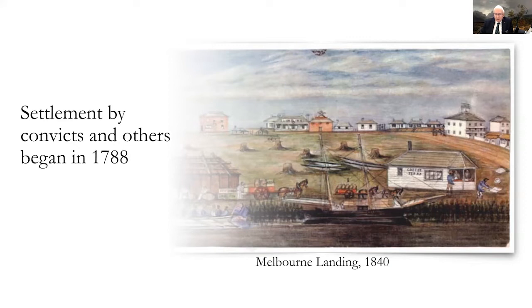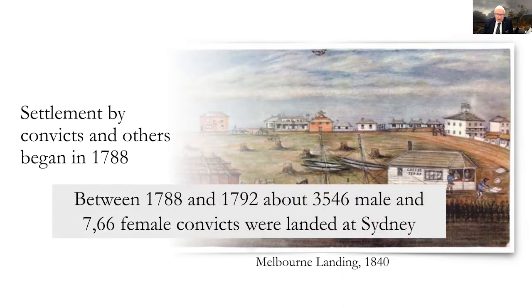I'll come up with the word in just a second. But anyway, they were basically bound over. So they were bound, under contract, to go to this country. But these people were just there because they were criminals, and you can find out a lot about them. And between 1788 and 1792, about 3,546 males and 766 female convicts were landed at Sydney.